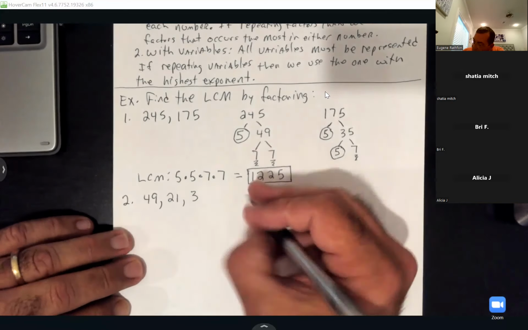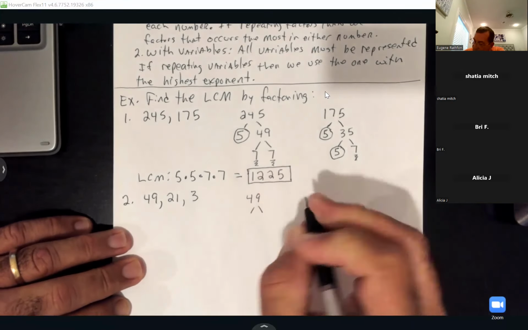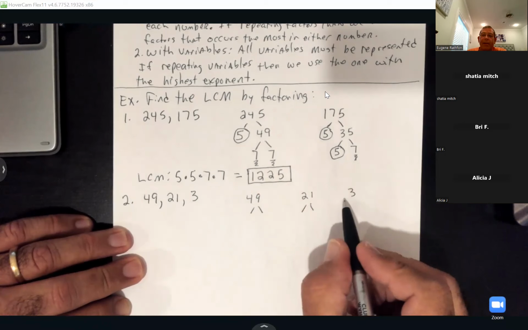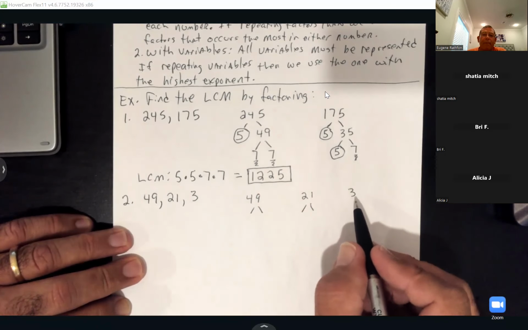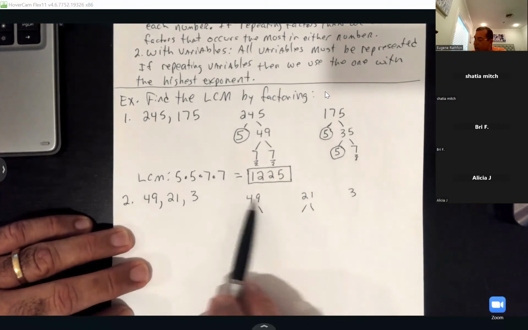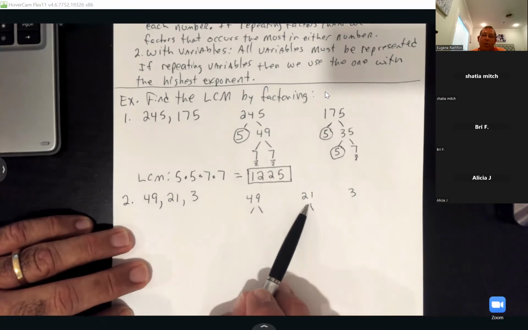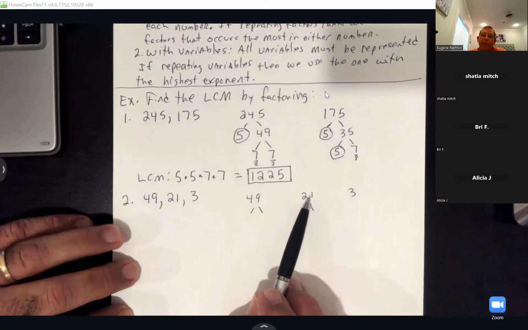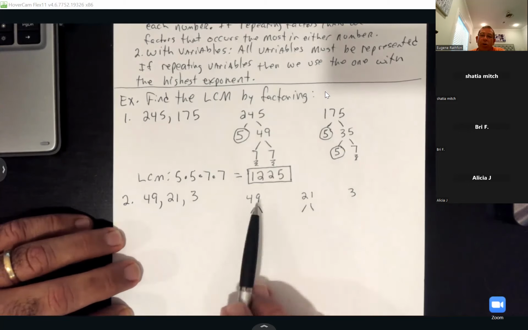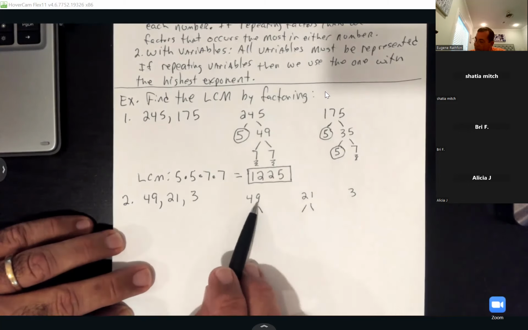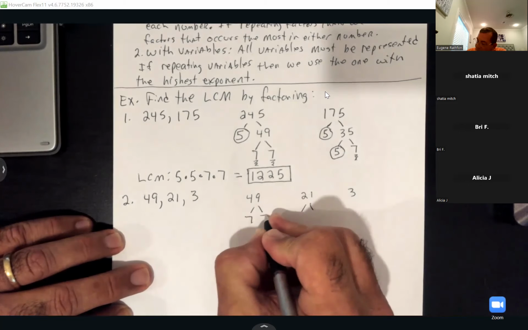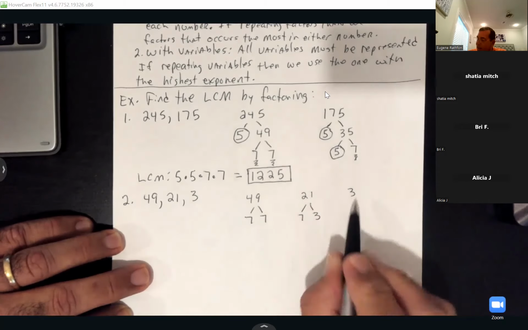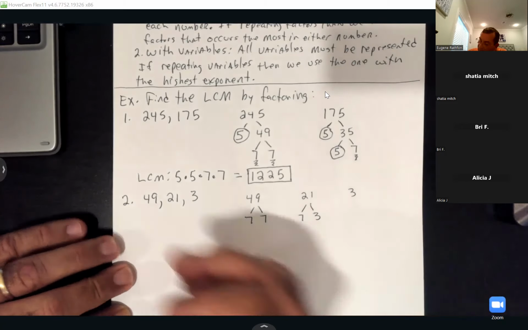So let's play with my 49 first, and then I'll do my 21, and then the 3. It's pretty much a prime number, so we're good on it. Now on the calculator, you can only do two numbers, so I would do the 49 and 21, because the 3, since it's a factor of 21, you're covered if you use the two larger numbers here, okay? So y'all, let's see, 49 will break into a 7 times 7. 21 is a 7 times 3, and then the 3 is pretty much a prime number.